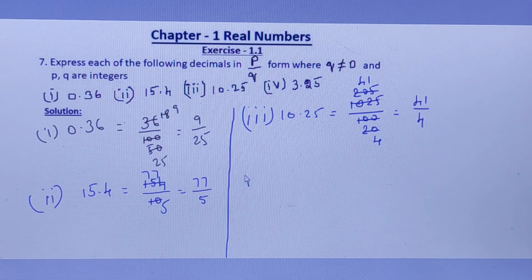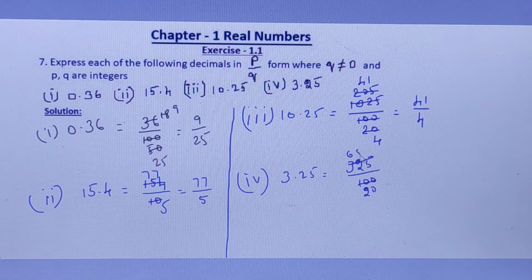Fourth one, 3.25. This can be written as 325 divided by 100. So it will go in 5 table. Again 5 table. So this is 13 by 4.